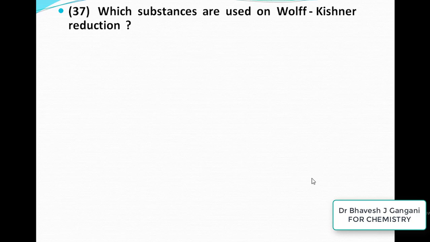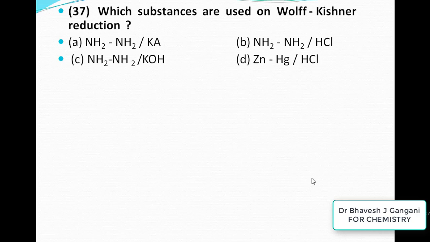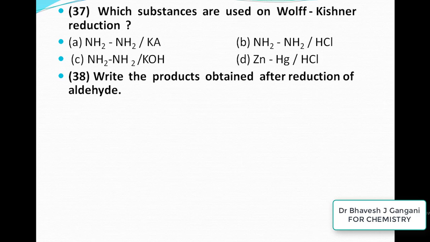Now question number 37. Which substances are used in Wolff-Kishner reduction reaction? In Wolff-Kishner reduction reaction, which of these reagents are used? So we are knowing very well in Wolff-Kishner reduction reaction hydrazine is used, that is NH2NH2, and alkaline solution will be there. So your alkaline solution with hydrazine is nothing but NH2NH2 and KOH. So answer of question number 37 is C, NH2NH2 KOH. Now question number 38. Write the product obtained after reduction of aldehyde. What product will we get from reduction of aldehyde?